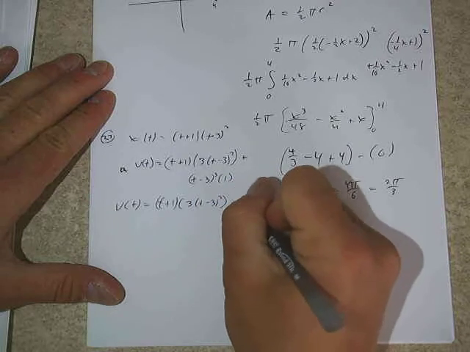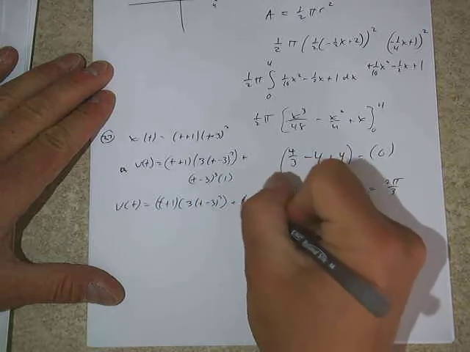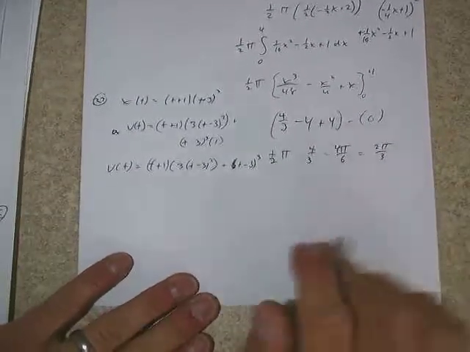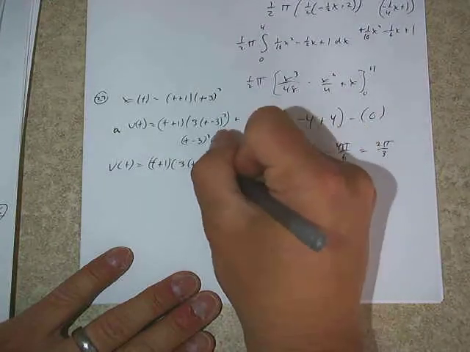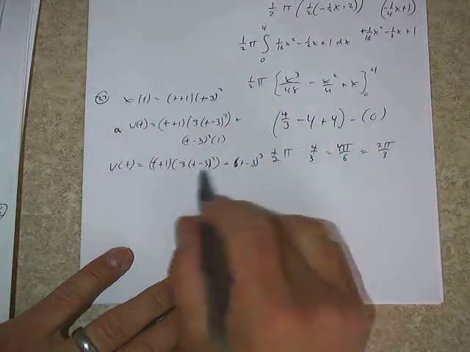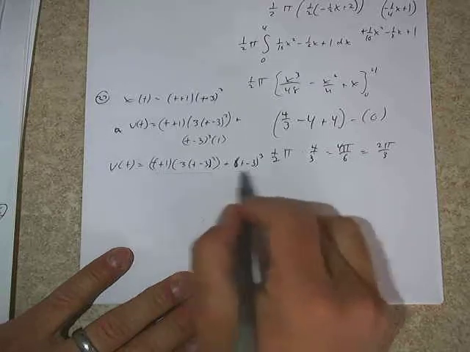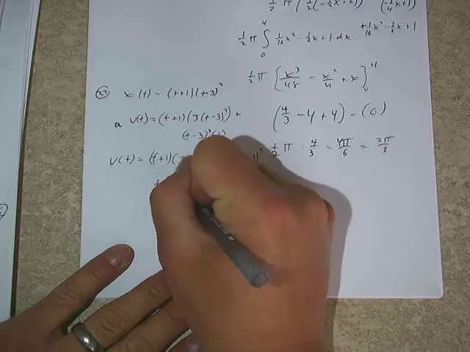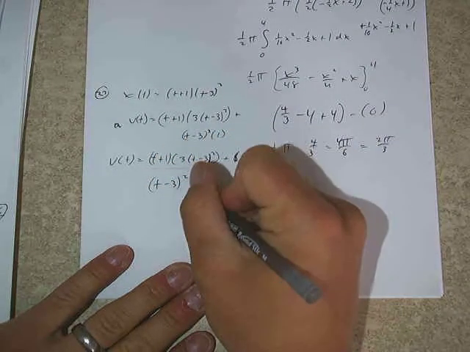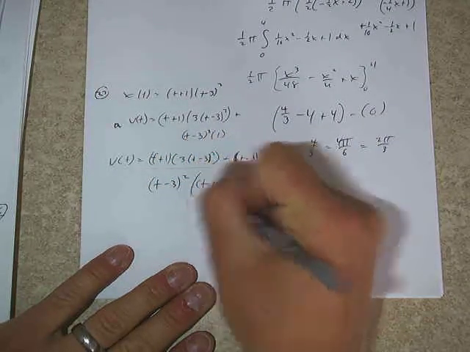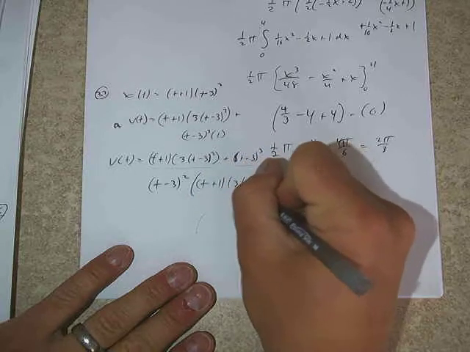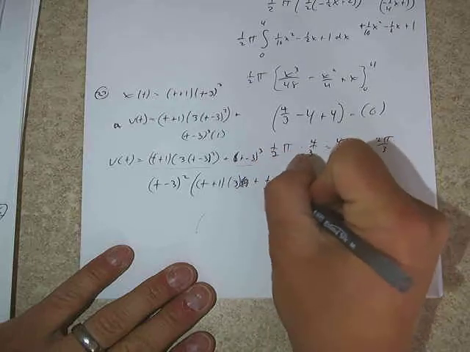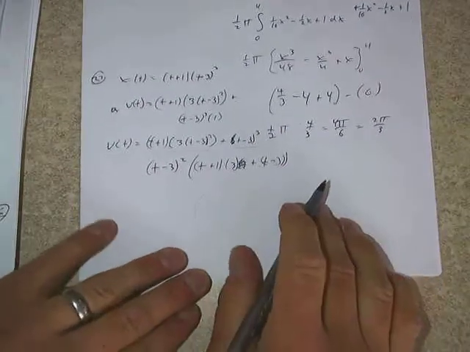So that means that when we do our work here, we want to find a ultimately. If we find the velocity here, we can use the product rule. So t plus 1 first times the derivative of the second, 3 times (t minus 3) squared, plus (t minus 3) cubed times 1. That would be our velocity equation: (t plus 1) times 3 times (t minus 3) squared, plus (t minus 3) cubed.